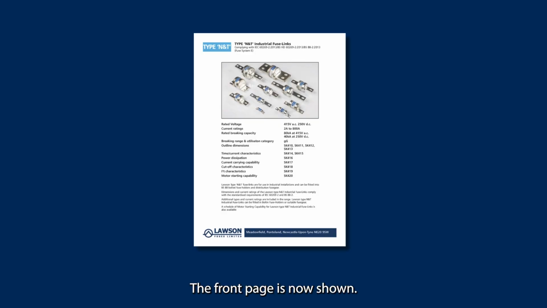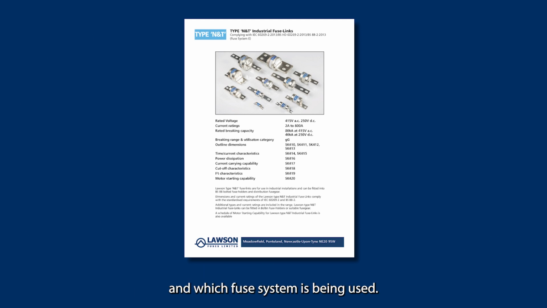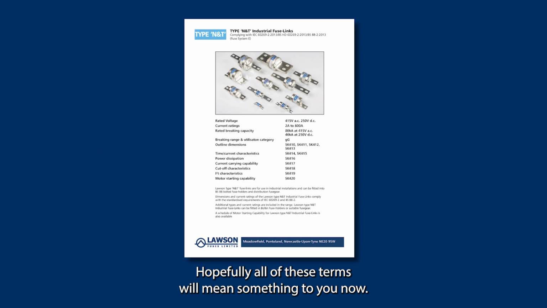The front page is now shown. This page shows us which fuse standards are referenced and which fuse system is being used. It tells you the range of the current ratings, in this case 2 amps to 800 amps. The breaking capacity is stated, in this case 80 kiloamps at 415 volts AC and 40 kiloamps at 250 volts DC. The breaking range and utilization category is shown as gG. Hopefully all of these terms will mean something to you now.